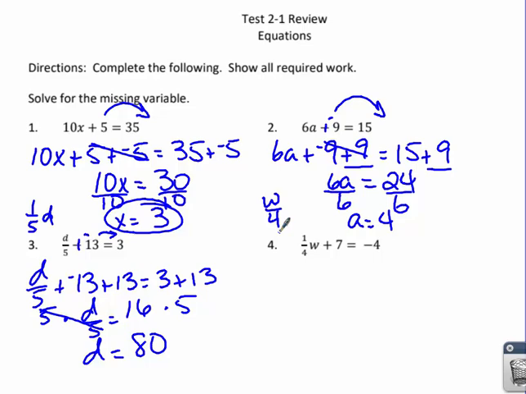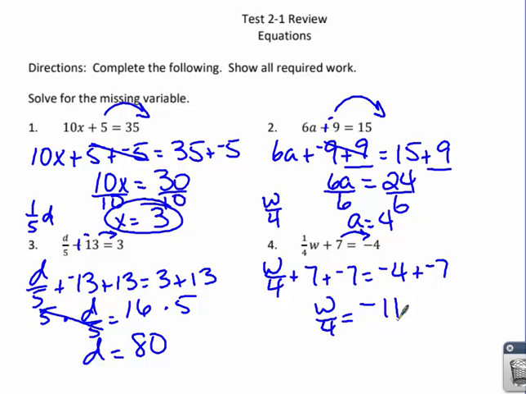Makes no difference. Okay? So now we've got to get rid of this 7 and move it over to be with the negative 4. So w over 4, or 1/4 w, plus 7 plus negative 7 is equal to negative 4 plus negative 7. So w over 4 is equal to, when we put negative 4 and negative 7 together, we end up with negative 11. Now, to get rid of the divide by 4, I do a multiply by 4 on both sides, and you end up with w equaling negative 44.